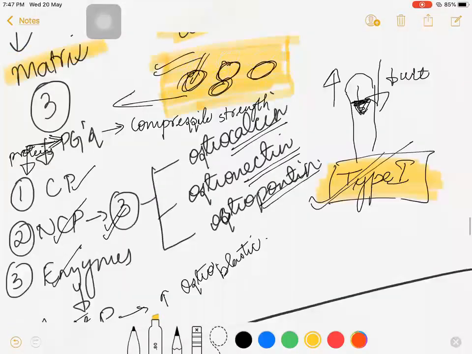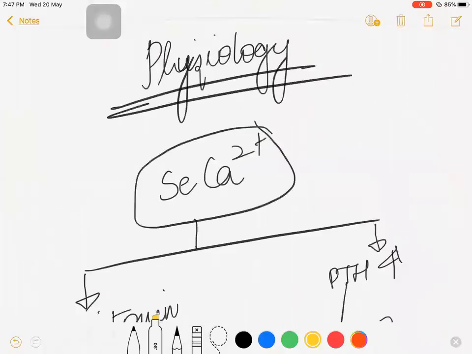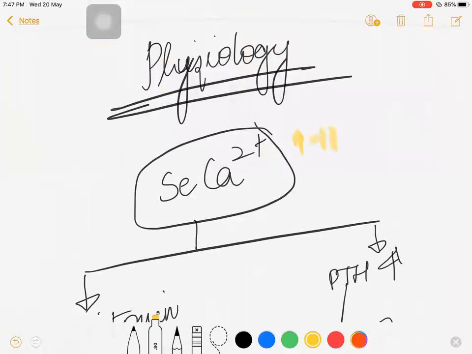So this will be the biochemistry part. Then you have the physiology part. In physiology, you have to know serum calcium is very important. The whole body is trying to maintain serum calcium's normal levels. What are the normal levels? Between 9 and 11.